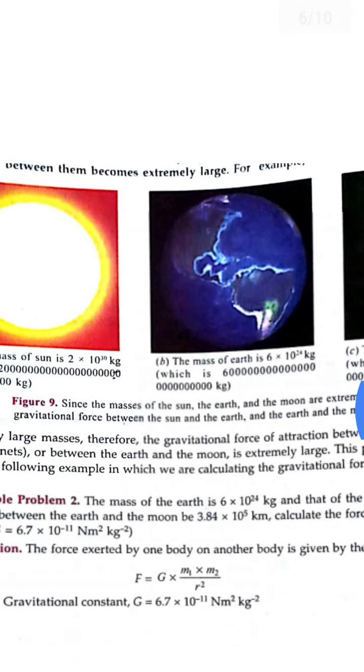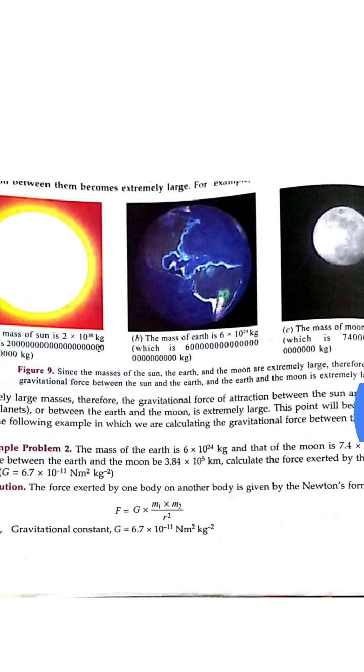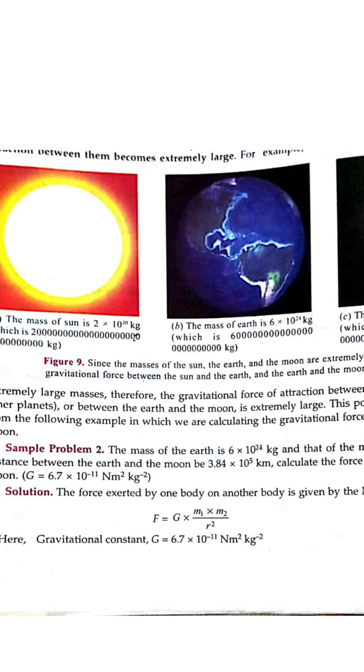Okay, so before going to the numericals, we will see here some values of the masses of the sun, earth and moon. From the figure we can see that the mass of the sun is 2 into 10 to the power 30 kgs. What does it mean? That after the 2 there will be 30 zeros. So the mass of the sun is too large. After the sun, we see the mass of the earth. What is written there, 6 into 10 to the power 24 kgs. It means the value of 6, and after that there will be 24 zeros, and it is in kg.